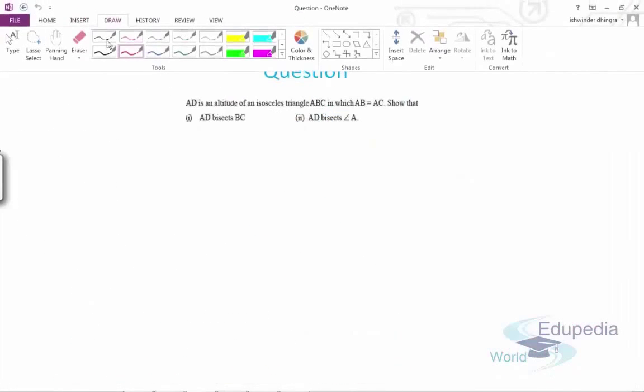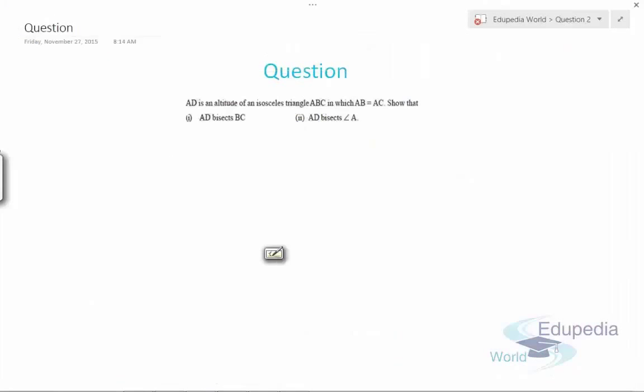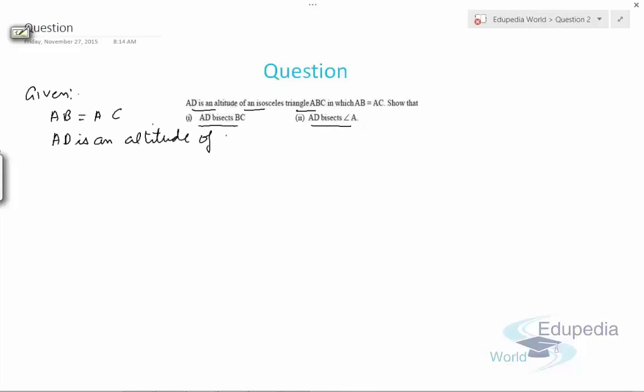Now this is also a very important question. The question is: AD is an altitude of an isosceles triangle ABC in which AB equals AC. We need to show that AD bisects BC and AD bisects angle A. So it's a very simple question, so let's discuss it quickly. It's given that ABC is an isosceles triangle, so AB equals AC, and AD is an altitude of triangle ABC.